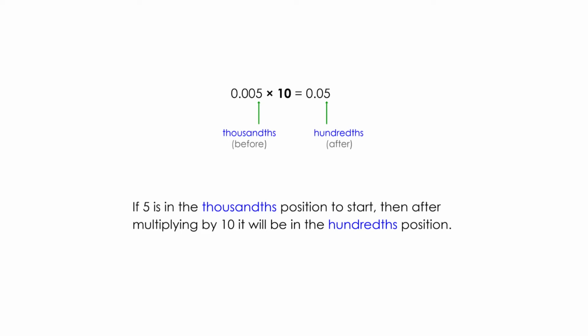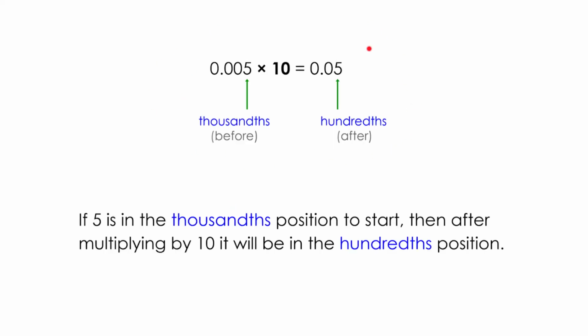So this here just basically tells you what I just did. Okay, pause the video if you have to read this over. If 5 is in the thousandths position to start, then after multiplying by 10, it will be in the hundredths position.